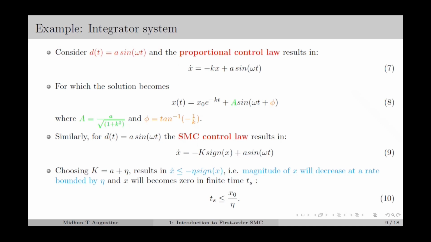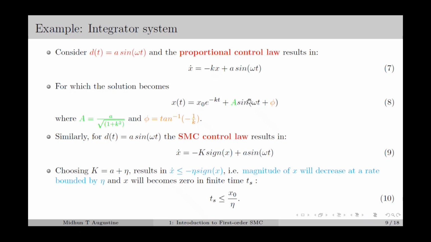Next, we introduce some disturbance into the system and look at the response. For a sinusoidal disturbance of the form d of t equal to a sin omega t, the dynamics with the proportional control law gives x dot equal to minus kx plus a sin omega t, where this is the u and this is d. Note that in the case of no disturbance, we had x dot equal to minus kx, which is a homogeneous differential equation, and here we have a non-homogeneous differential equation due to this disturbance term. Now, from basic differential calculus, the solution of this first order non-homogeneous differential equation will be the sum of the homogeneous solution and the particular solution as in equation number 9.